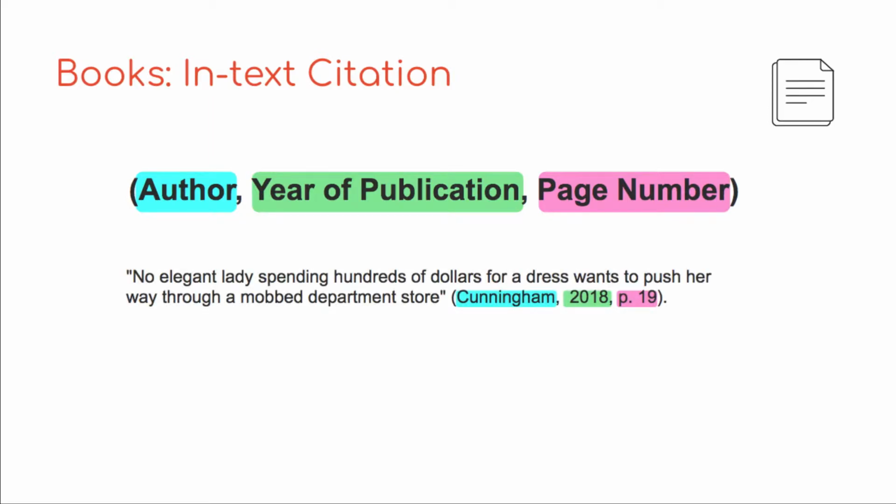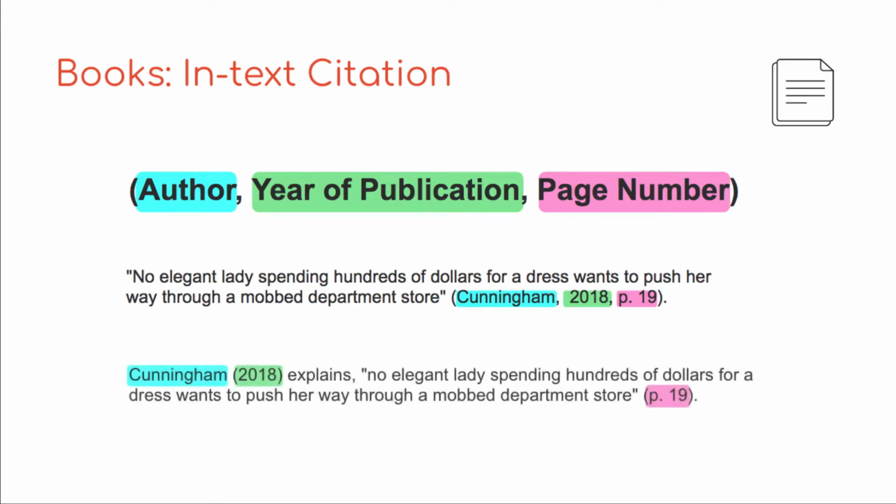Okay, so here's a sentence from Bill Cunningham's memoirs. You can see that I'm quoting his work because there's quotation marks around it. And there's his last name in blue, Cunningham, followed by a comma, followed by the year of publication 2018, followed by another comma, and then P, the abbreviation for page 19. All of this is going to be in parentheses, and then it's going to be followed by a period. And that is actually dictated by the APA style manual. They want you to have the period outside the parentheses.